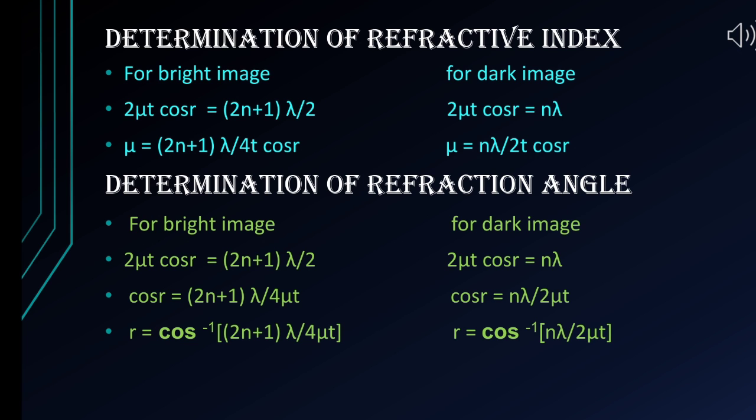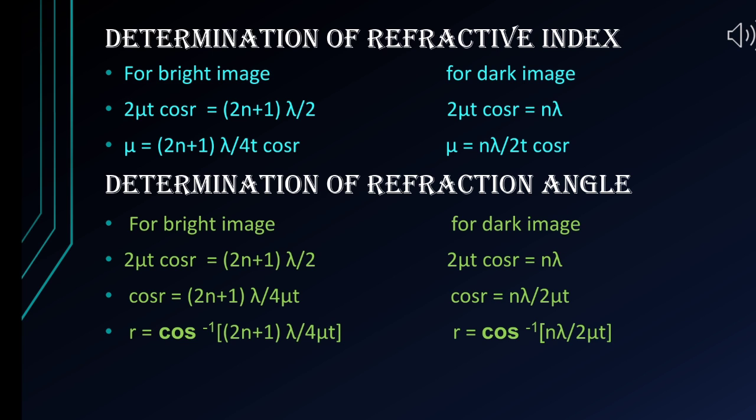Now coming to the determination of refractive index. For the bright image, refractive index is equal to (2n plus 1) into lambda divided by 4t cos r. For the dark image, refractive index is equal to n lambda divided by 2t cos r.